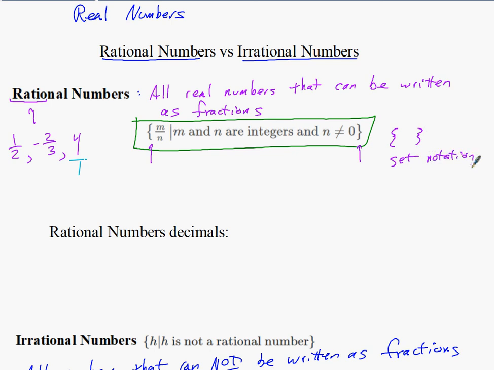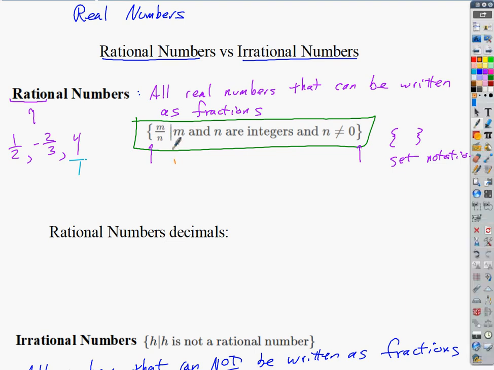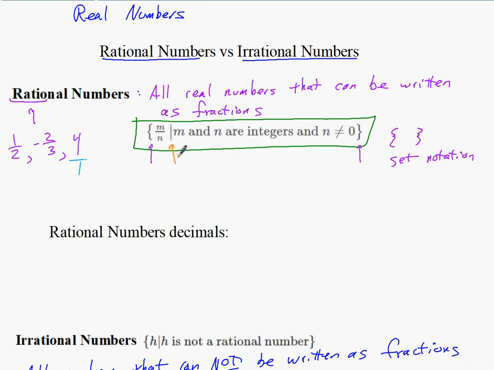So in math, we would say rational numbers are a set. They're the set of m divided by n. Well, what are those? M divided by n. When you see this little bar, that means such that or where.